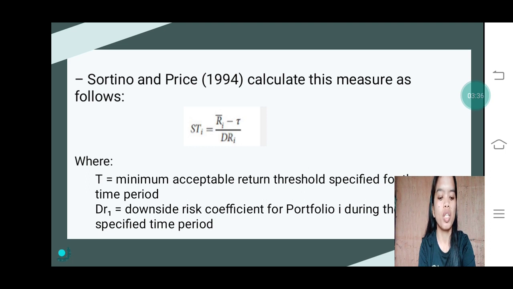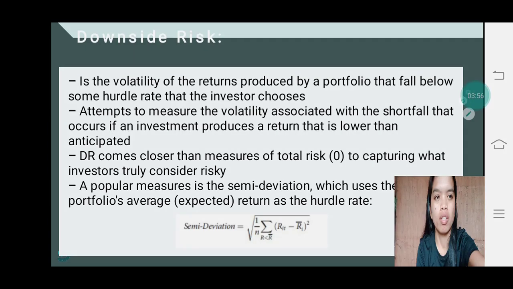The purpose of Sortino and Price's 1994 work is to introduce a modified performance measure called the Sortino ratio. The Sortino ratio is designed to provide a more accurate assessment of risk-adjusted returns by focusing on downside risk. Downside risk: if the volatility of returns falls below the threshold, there is a shortfall, and investment return is lower than expected.